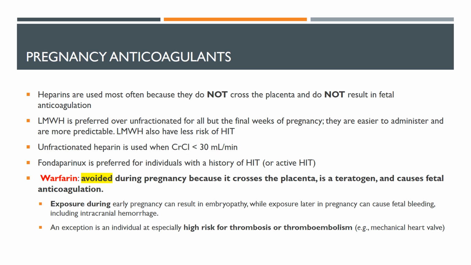Pregnancy anticoagulants. So which anticoagulants should we be using in our patients who are pregnant? So heparins are most used because they do not cross the placenta and do not result in fetal anticoagulation. Low molecular weight heparin is preferred over unfractionated heparin for all but the final weeks of pregnancy. These heparins are easier to administer and are more predictable, and low molecular weight heparin has a lesser risk of HIT. Unfractionated heparin is used when your creatinine clearance is less than 30.